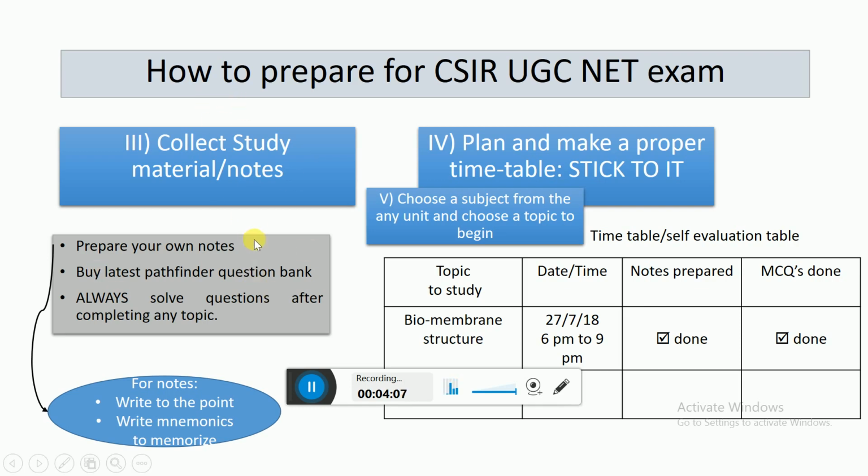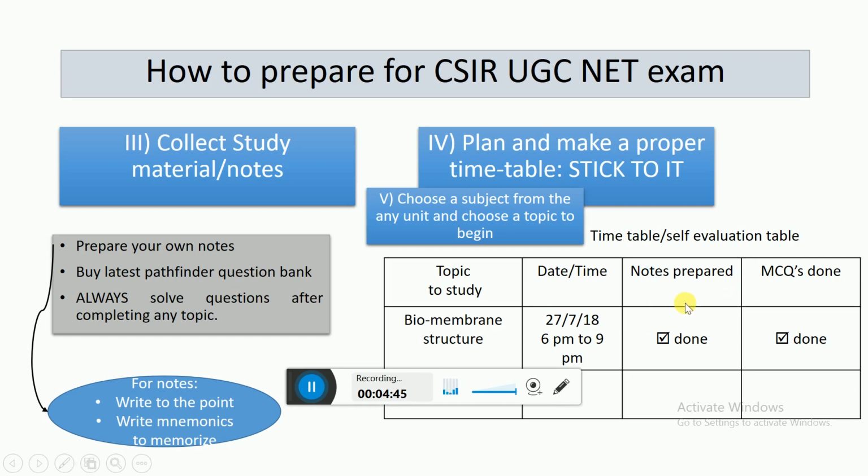Once you are done with the books and have started preparing your notes, you should always make a proper plan of when to study and what to study. For this, you can make a proper timetable and you should stick to it. This is an example of a timetable. I call it a self-evaluation table, which contains the topic which I want to study, date and time. You can obviously modify it according to your availability and your potential.